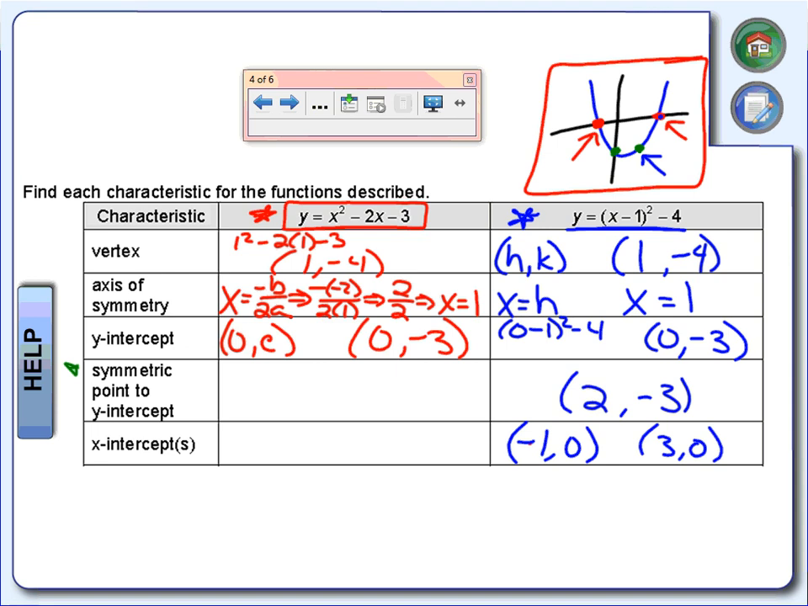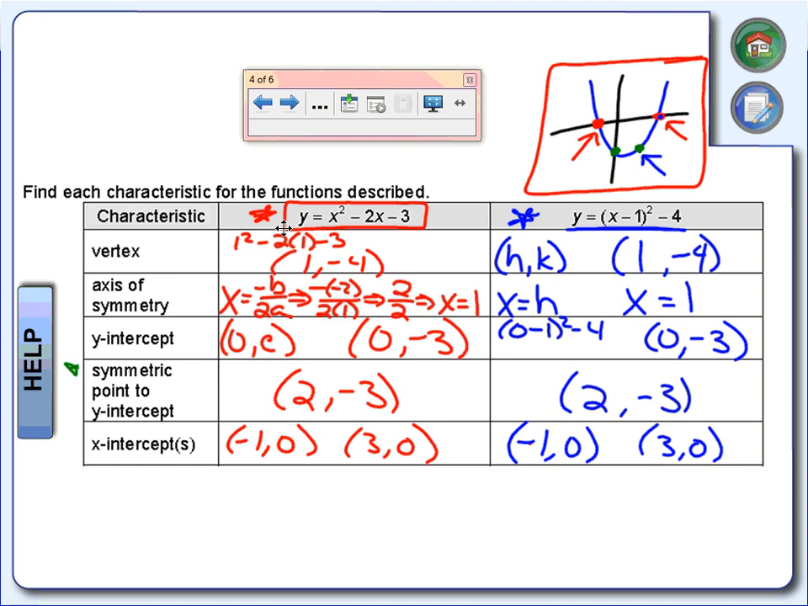Same exact graph. And what did we find the symmetric point to the y-intercept was earlier? 2, negative 3, which is still the case. Notice you still have 2 x-intercepts, and they're exactly in the same spots as the other ones. Those 2 x-intercepts were negative 1, 0, and 3, 0. So we found those two exactly the same way we did with the vertex form. It's a little bit harder when you're working with the standard form. When I talked about this yesterday, I said the reason we use vertex form is because it's a lot easier to find some of those characteristics. And now you can see that is the case.